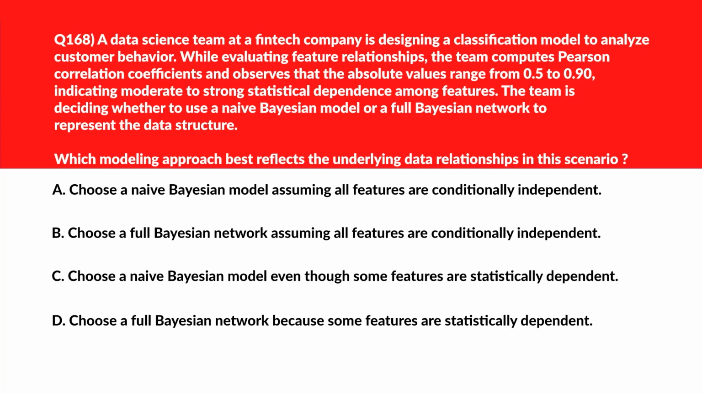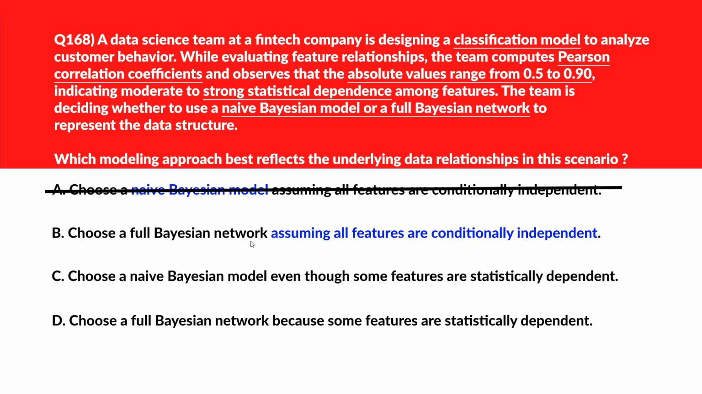Okay, so here we have some mathematical calculations, which is about Naive Bayesian model or full Bayesian network. We have some Pearson correlation coefficients as well here. Option A says choose a Naive Bayesian model assuming all features are conditionally independent. A Naive Bayesian model contradicts observed correlations which indicate feature dependence. Incorrect. We'll move to now B.